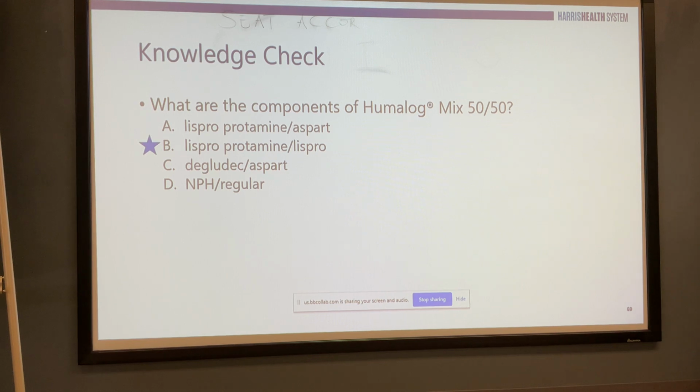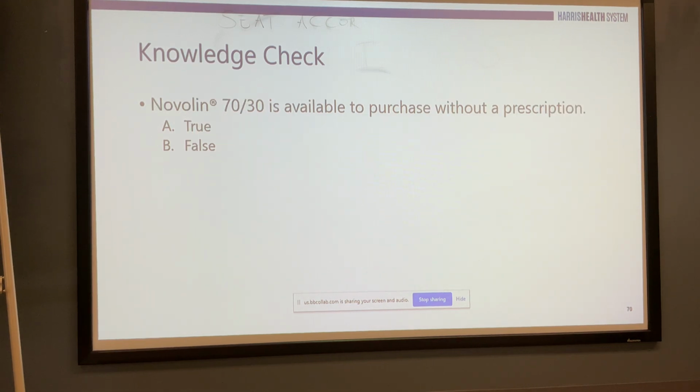What are the trade names for those other items? Okay? True or false, Novolin 70/30 is available to purchase without a prescription. False. Use your cheat sheet. That's true. Yeah, it's true.